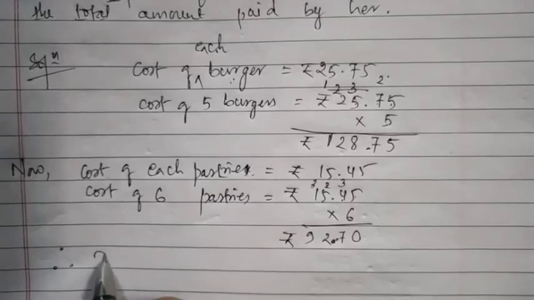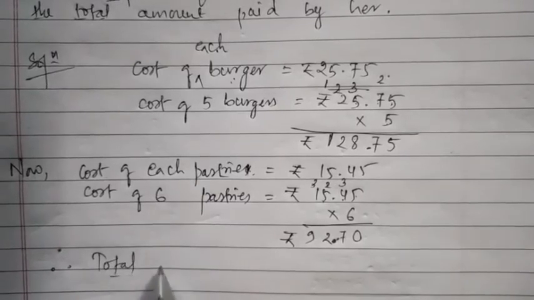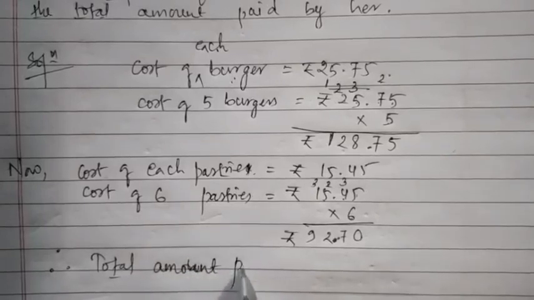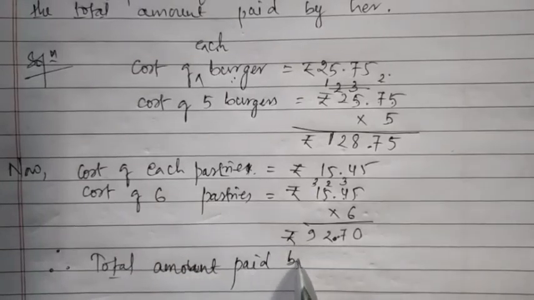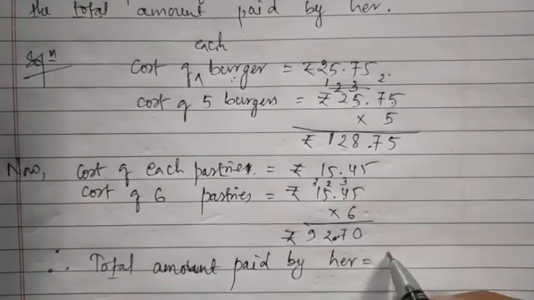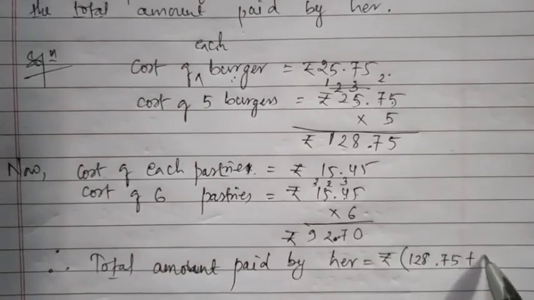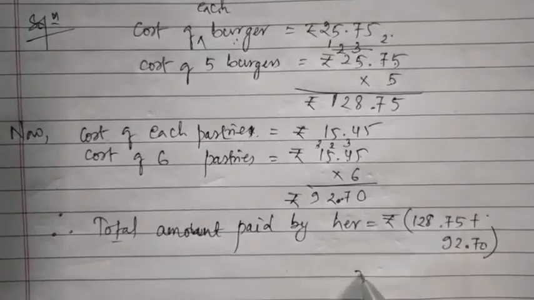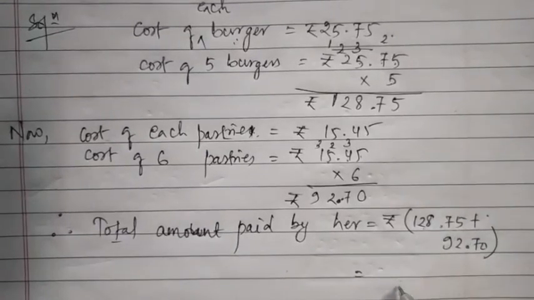So therefore total amount paid by her is equal to rupees 128.75 plus 92.70. So plus it, get the answer.